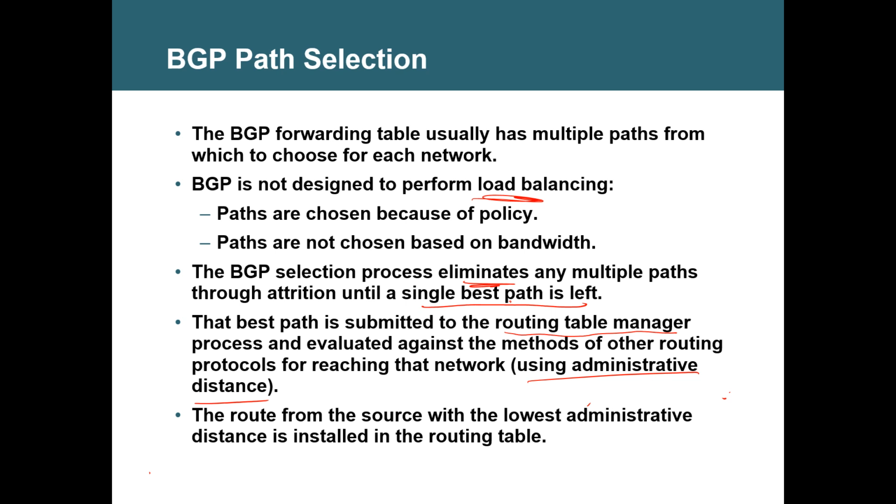BGP will only use the policy and say, for this policy, this is the best path, because the attribute matches with local preference or weight or origin, something like that. It will pick one best reason and say, because of this policy reason, I choose this one single path, ignoring the other paths.